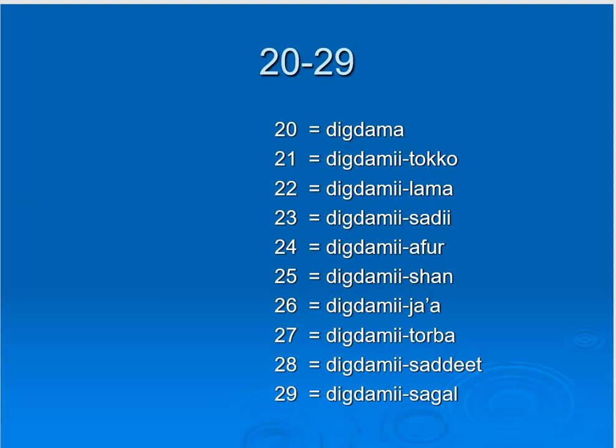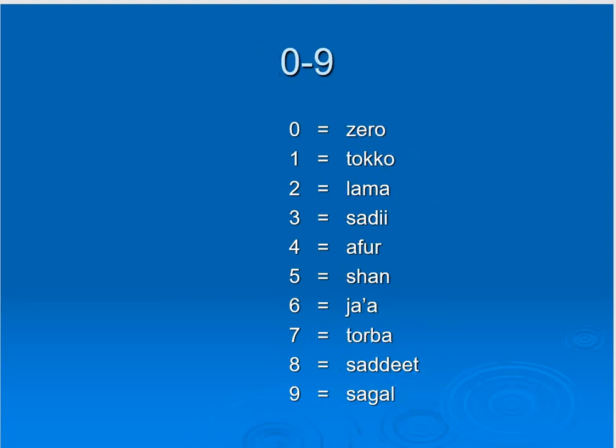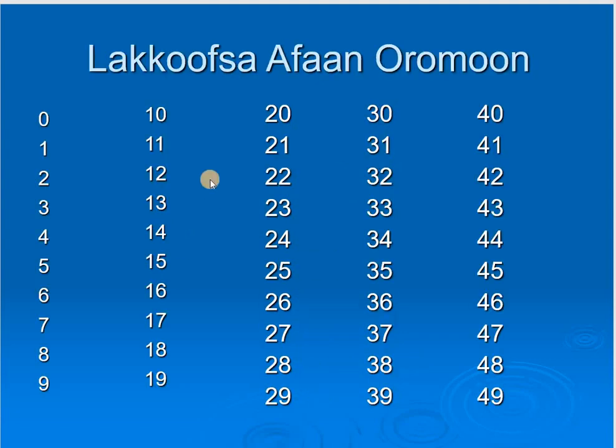Once we know the numbers tokko, lama, sadi, afur, shan, ja'a, torba, saddeet, sagal, how do we name every ten of those? This is how we name them. So this is kudan, as we have seen. This is digdama. So kudan, kuda tokko, digdama, digdami tokko.